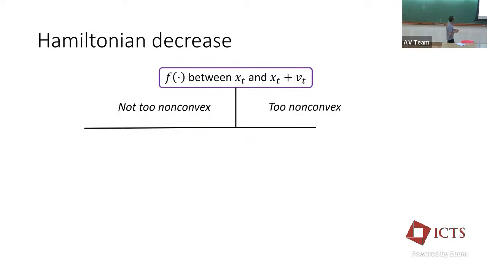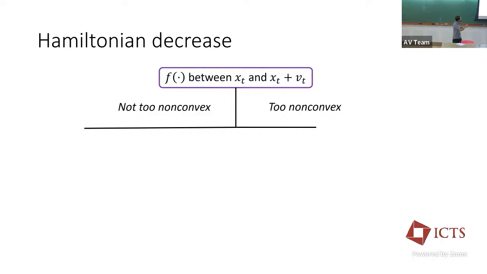Okay, so let's look at how the argument might proceed. We look at the function between xt and xt plus vt. Because this is a function on a single line, we just need to compute the function value at either of the endpoints and then the gradients, and then we can identify whether the function has high negative curvature or not.